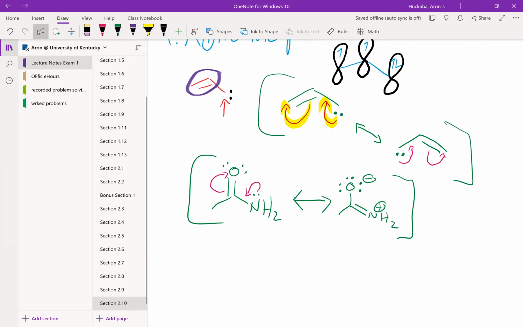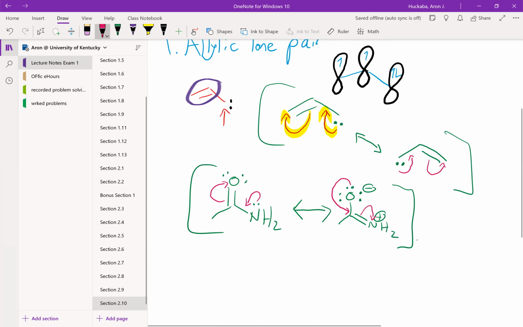And that's called an amide functional group here, if you remember. And when this resonance form interchanges to this one on the right, it can also change back. See how the head goes to the bond there? And the tail starts at a bond and ends at an atom. There we are. Okay, so that is the allylic lone pair pattern.